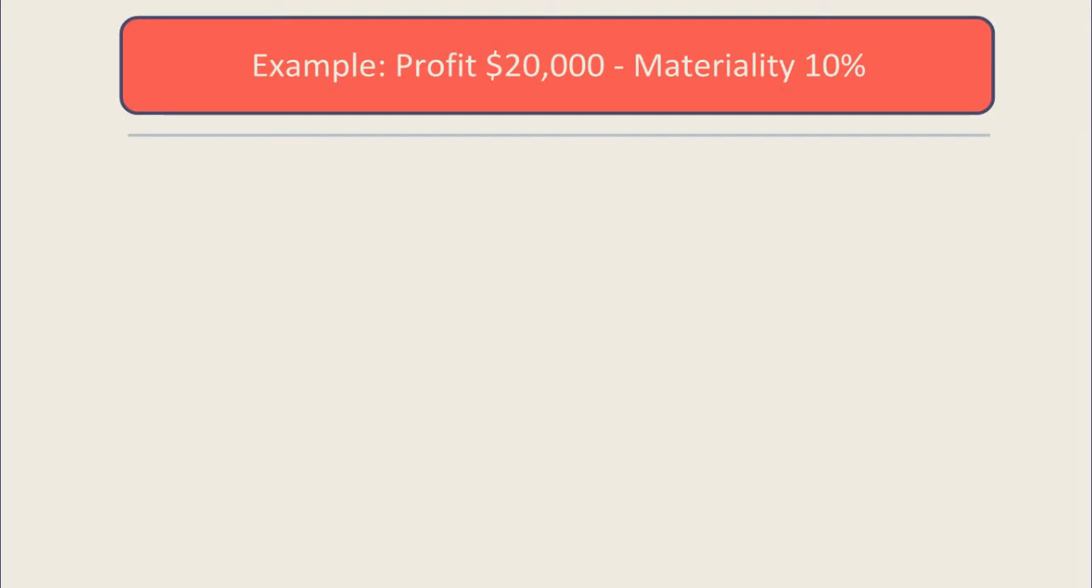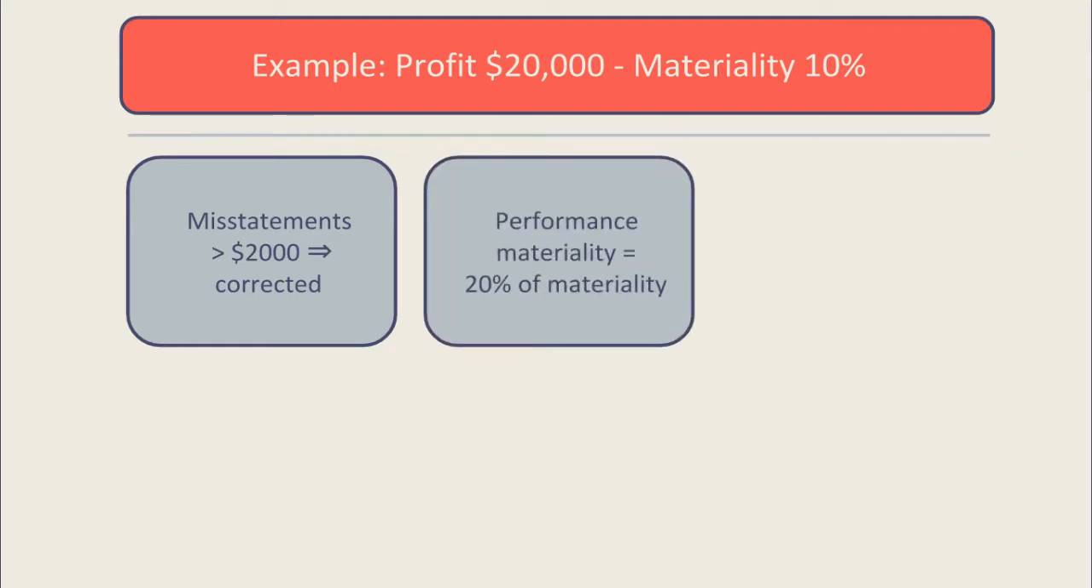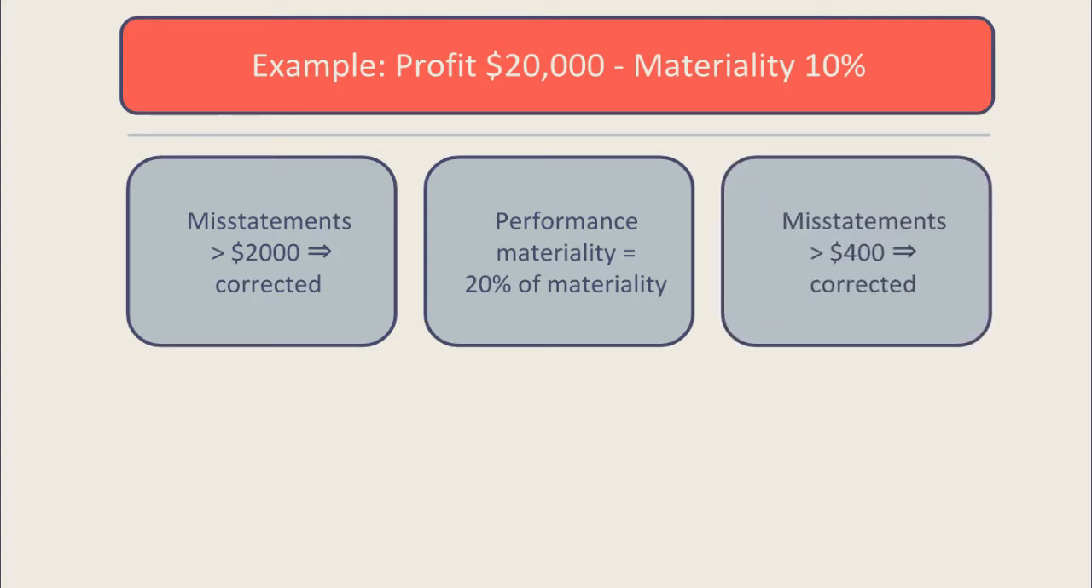Let's say a company has a profit of $20,000 and a set materiality at 10%. This means any misstatements found that are $2,000 or more are material to the users and should be corrected. The auditor also sets performance materiality, let's say 20% of materiality. This means any misstatement above $400 should be recorded on a spreadsheet to be reviewed later.